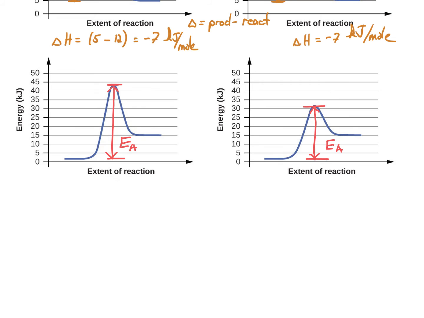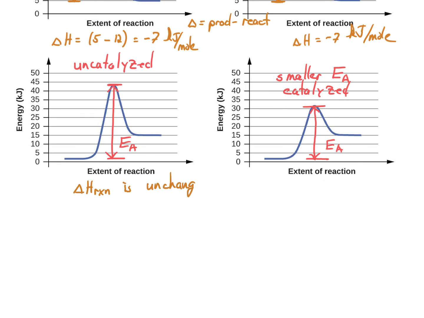Looking at the second set of coordinate diagrams, we see that the activation energy for the second is much smaller. So this is going to correspond to the catalyzed reaction. And again, we see that delta H is unchanged from the catalyzed to the uncatalyzed reaction. Okay, the delta H of the overall reaction is again unchanged.